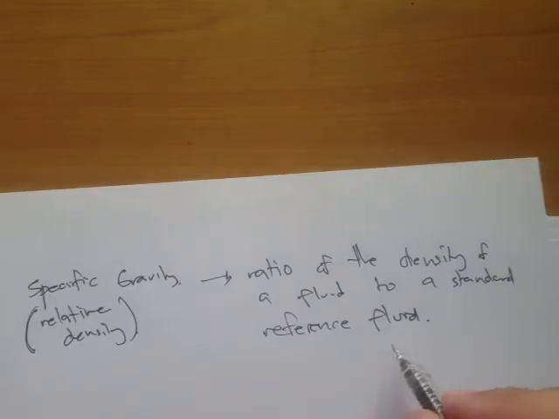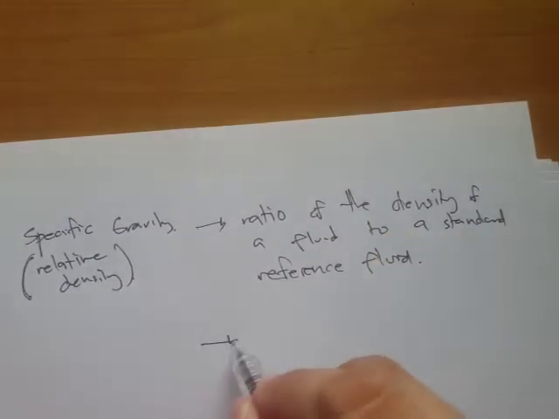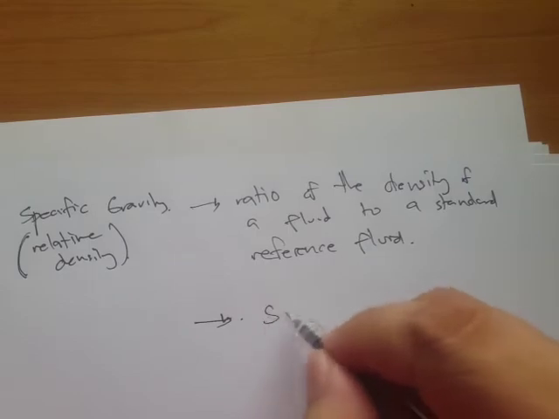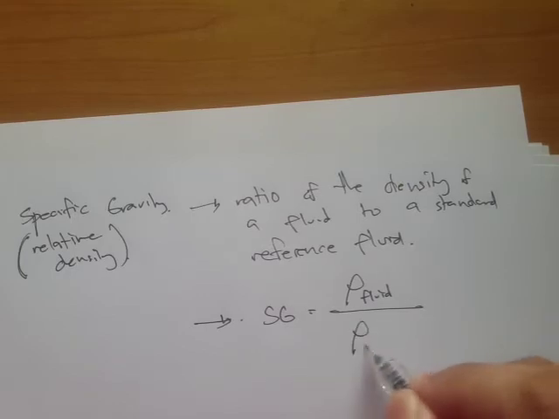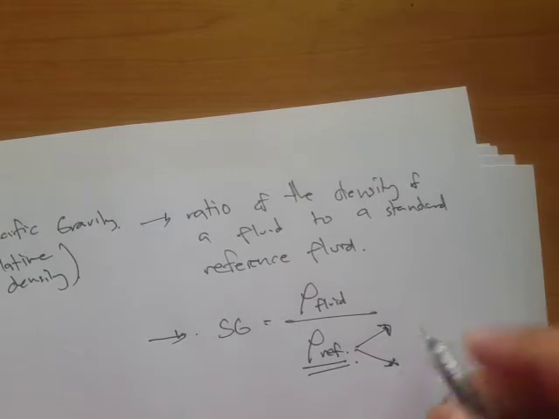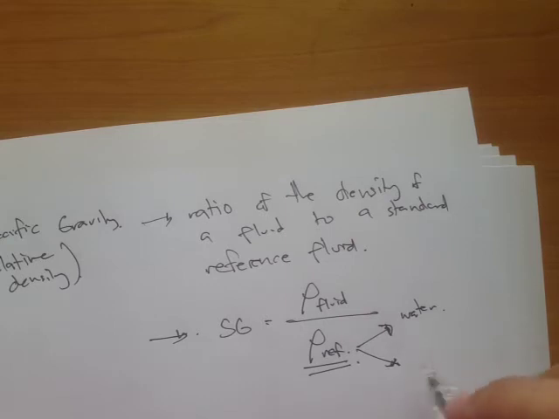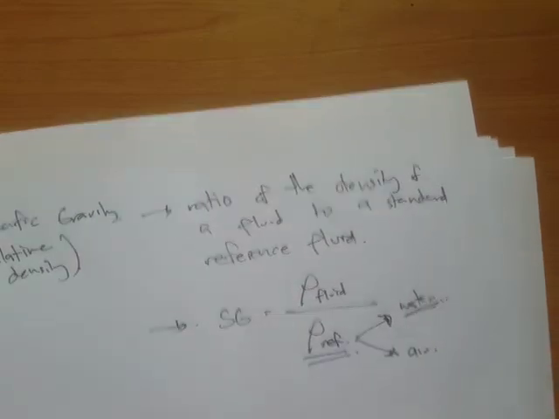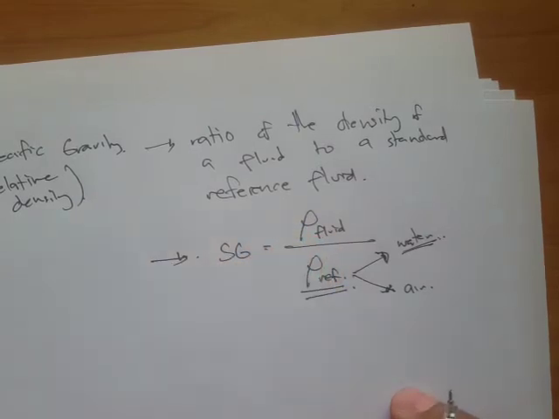Okay, so again, that's the ratio of the density of the fluid to a standard reference fluid. In equation, we can write that as Sg is equal to rho of the fluid of your substance divided by the rho of your reference fluid. Now for the reference fluid, for liquids, our reference fluid is water, and for gases, our reference fluid is air, right? So therefore, the density of water must be used if your fluid substance is a liquid.